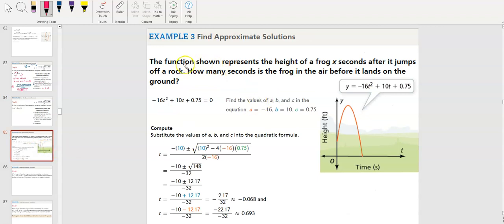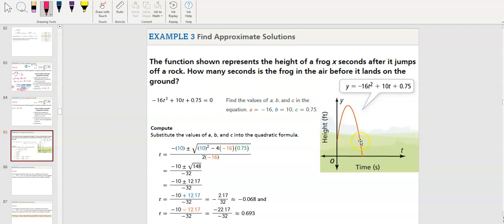All right, the next thing that we're going to do is start to tie this back to this lovely equation. Remember, this is the real world use of that standard formula that has to do with velocity, with initial height. And so we have a frog. We want to write a function. The function shown represents the height of a frog x seconds after it jumps off a rock. How many seconds is the frog in the air before it lands on the ground?